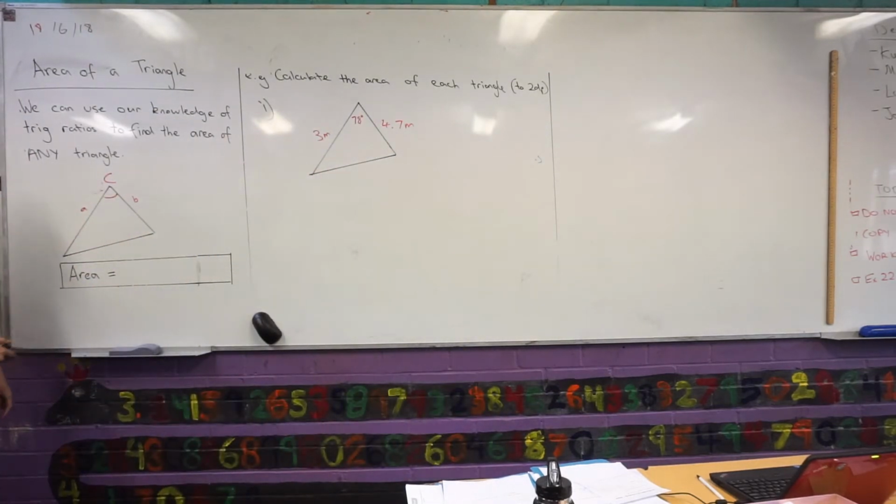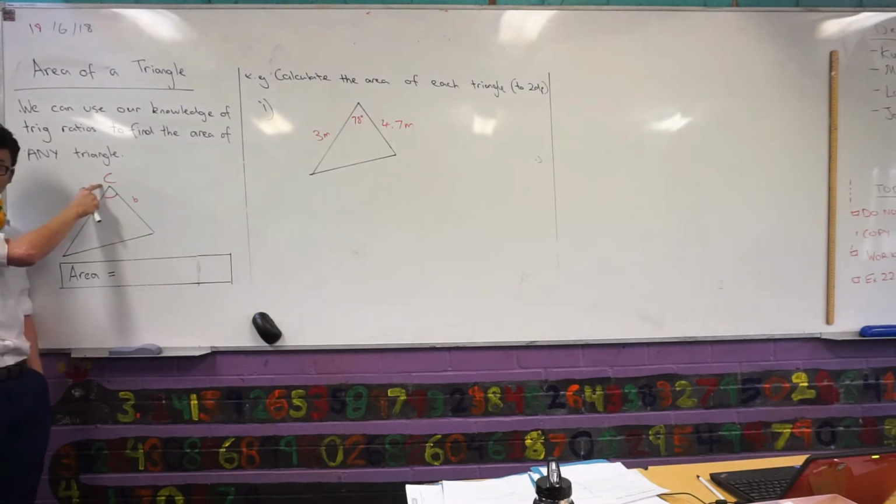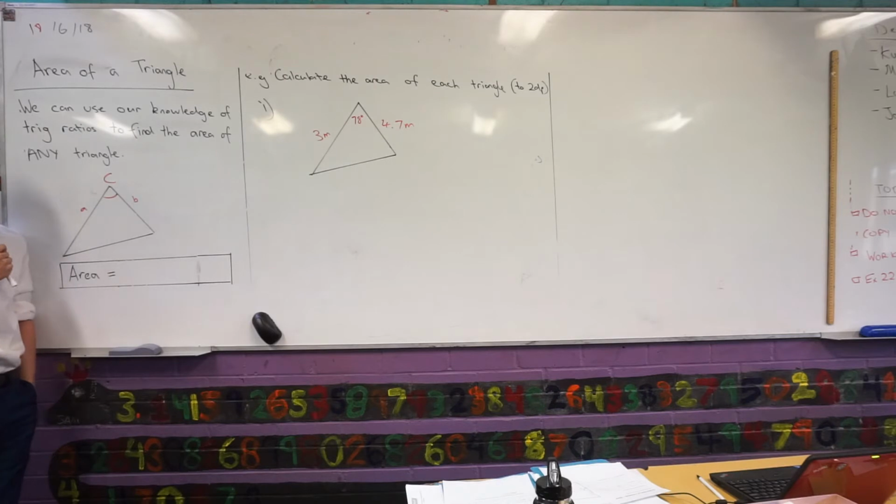Let's have a look at this one here, right? In this triangle, all I'm given is the angle C and A and B on either side. I'm not given the perpendicular height, right? I'm given these two lengths here, but remember, the perpendicular height, they need to meet at right angles. Okay, so that can sometimes make it a bit more difficult.